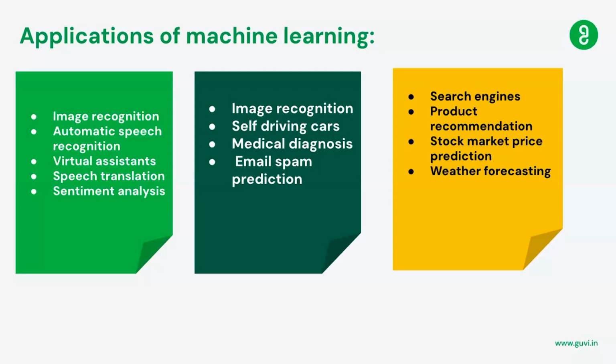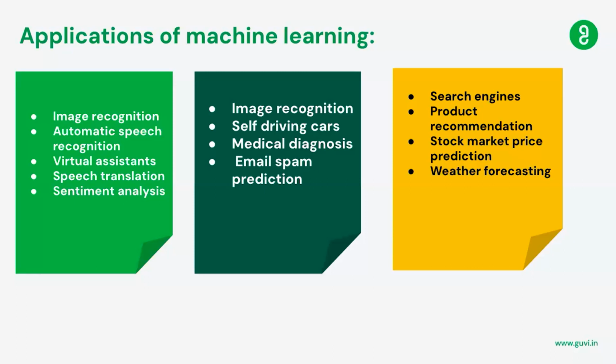So on Amazon, you might have seen that whenever you buy something, it also suggests that customers who bought this also bought this. So there you use machine learning algorithms. Stock market price prediction and weather forecasting use time series data, so time series information to actually determine what the future price will be. All of these are very basic real-time applications that a lot of you would have used.